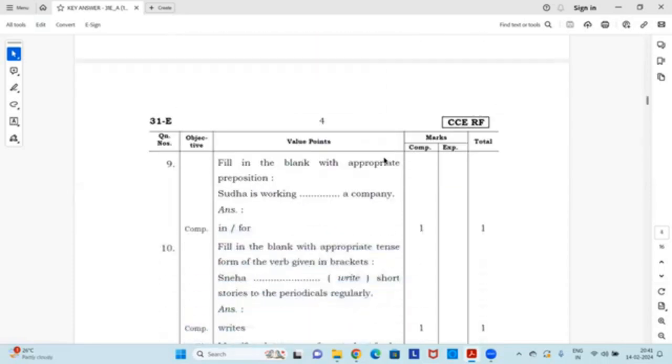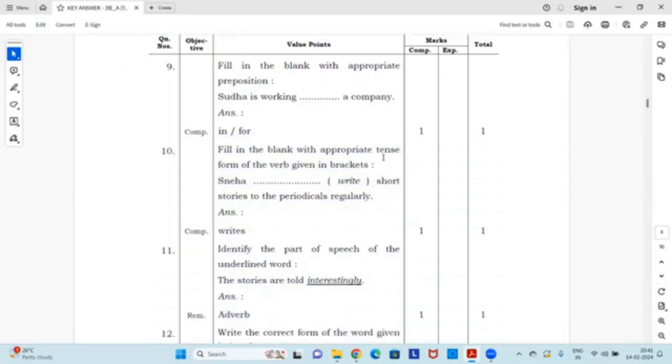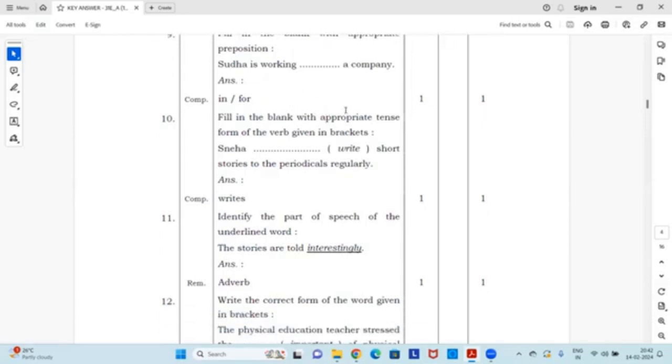Next, fill in the blanks with the most appropriate preposition. Sudha is working dash a company. So you can write for a company or in a company. Both the prepositions go right here. So any of them, you can write as an answer.